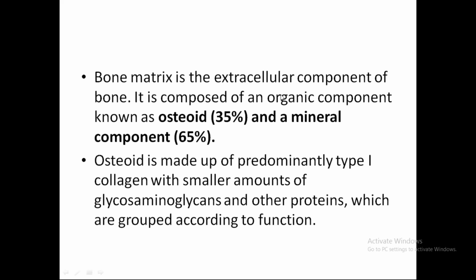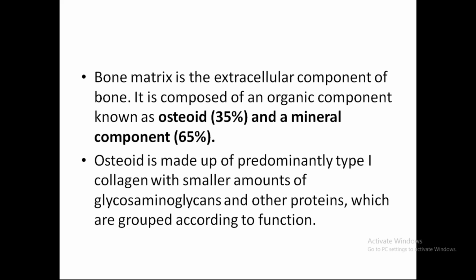Bone matrix is an extracellular component of the bone, which is composed mainly of organic matter, known as osteoid, comprising 35%, and the mineral component comprising 65%. Osteoid is mainly made up of type 1 collagen with smaller amounts of glycosaminoglycans and other proteins, which are grouped according to their function.